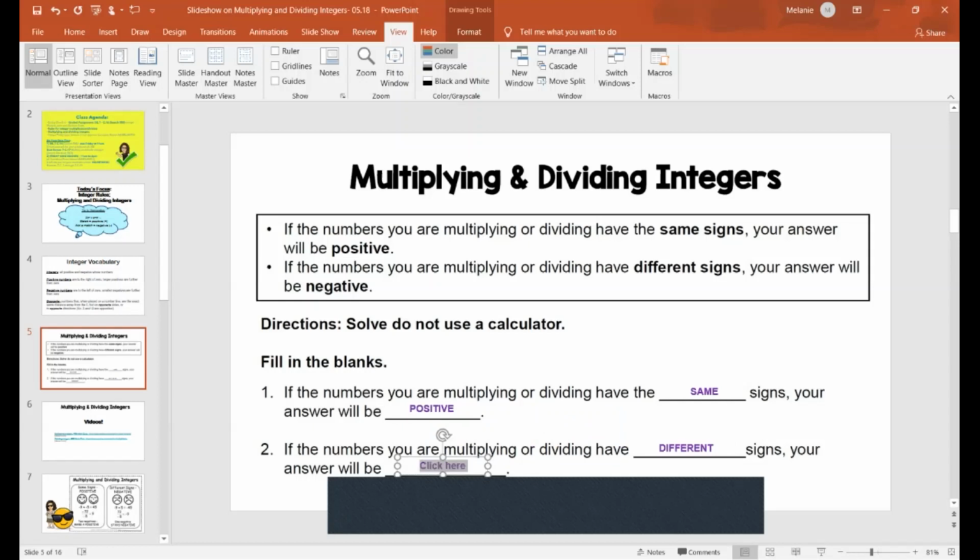And this only goes for multiplying and dividing, guys, okay? These rules are not for adding and subtracting integers. Those have a separate set of rules. We're going to learn that on Wednesday. This is just for multiplying and dividing.